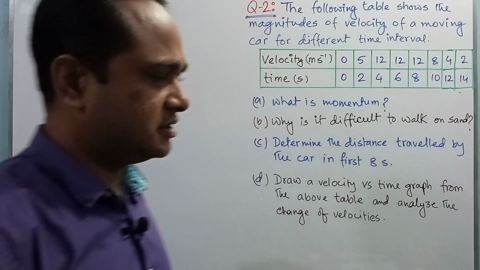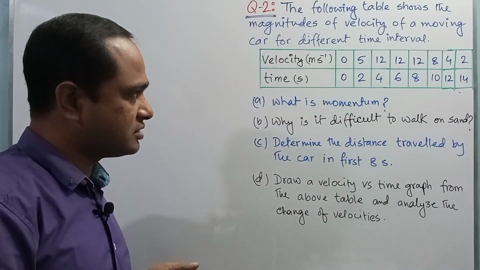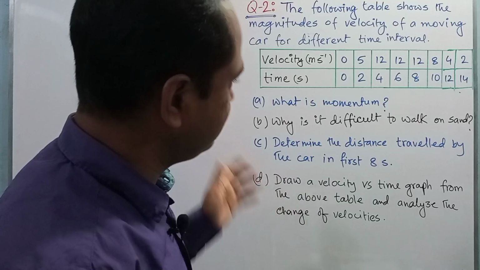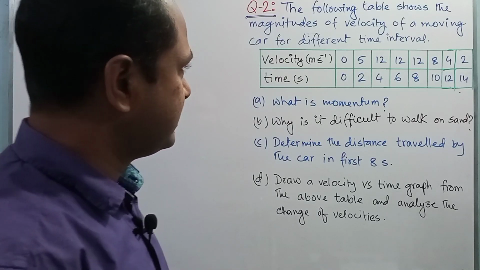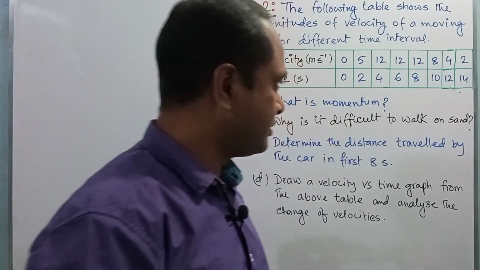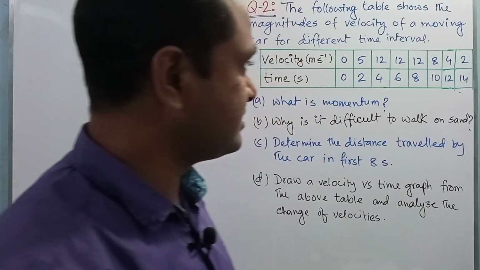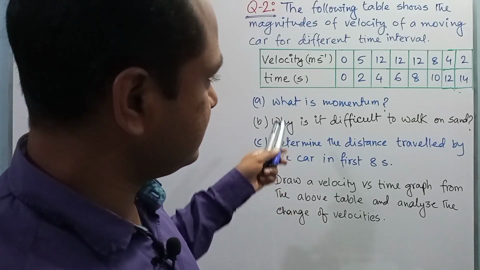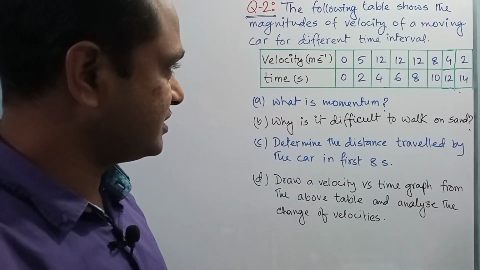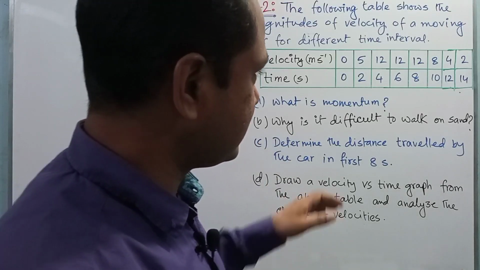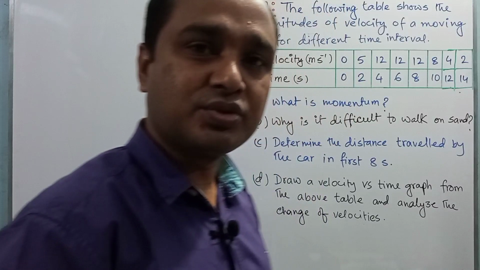Dear student, here is our second creative question, and the question is from Comilla Board 2020, and our previous question was Rajshahi Board 2020. This question is almost similar to our first question. In the same way, they said that the following table shows the magnitude of velocity of a moving car in different intervals of time. Here the only difference is in time. The time intervals are 0, 2, 4, 6, 8, 10, 12 and 14, and the velocities at the respective times are 0, 5, 12, 12, 12, 8, 4 and 2. That is, initially the velocity increases, after some time the velocity is at a constant value, and finally it decreases from 12 to 2 meter per second.